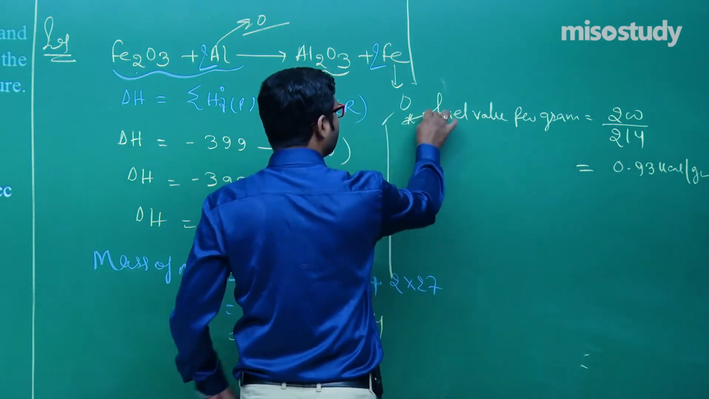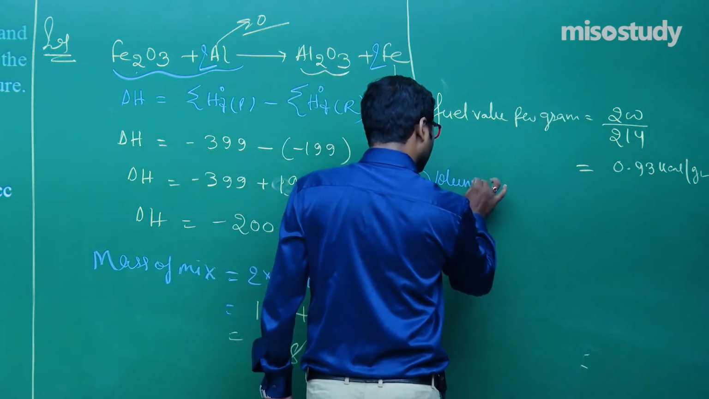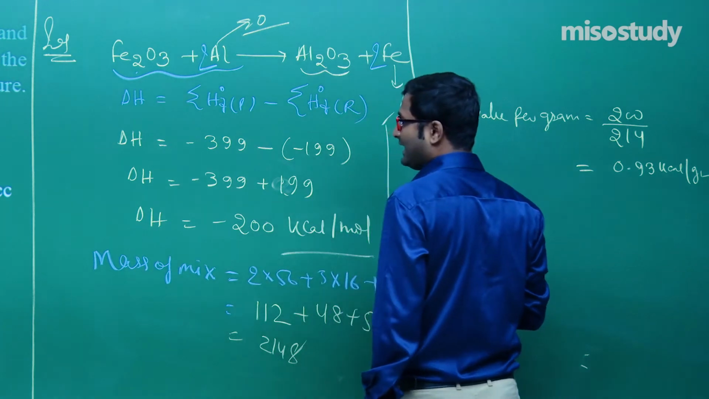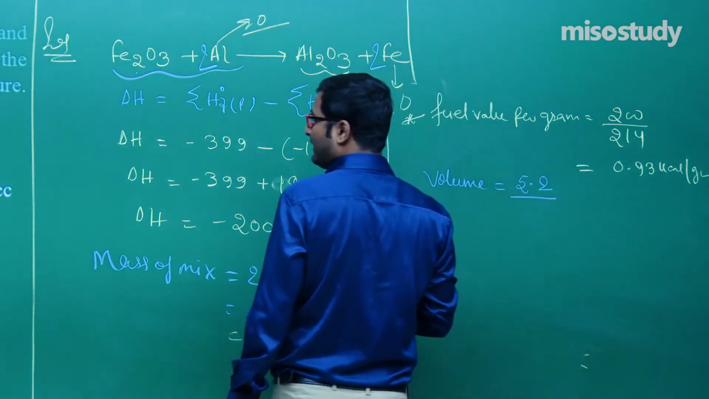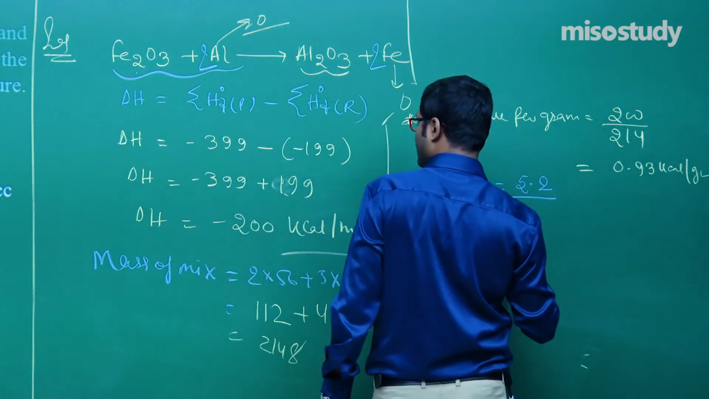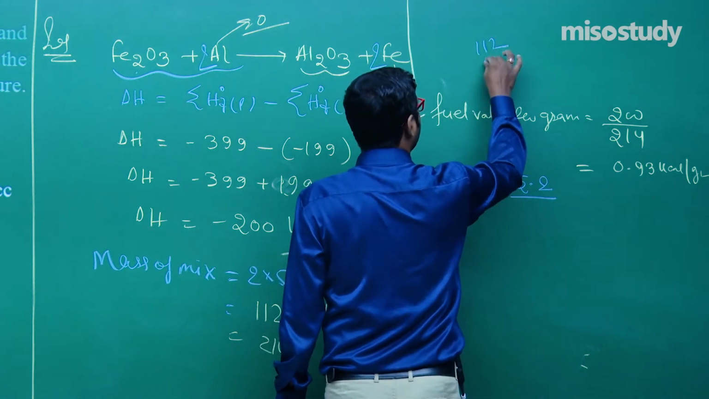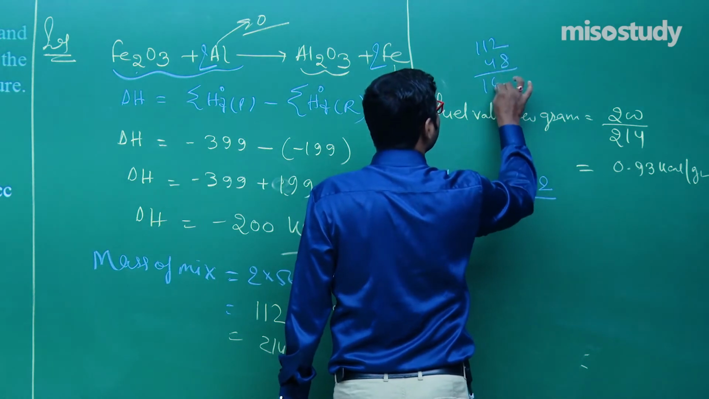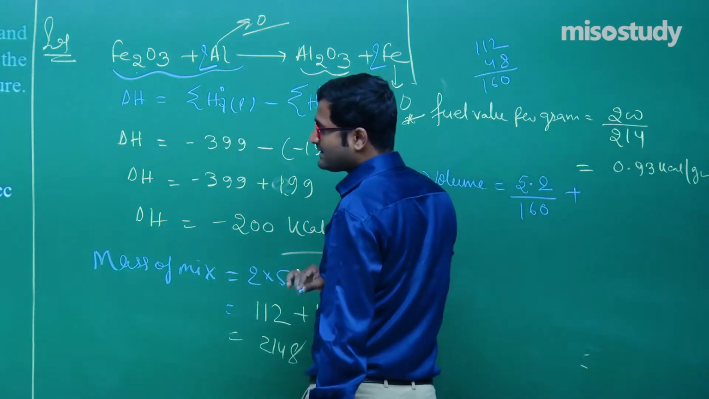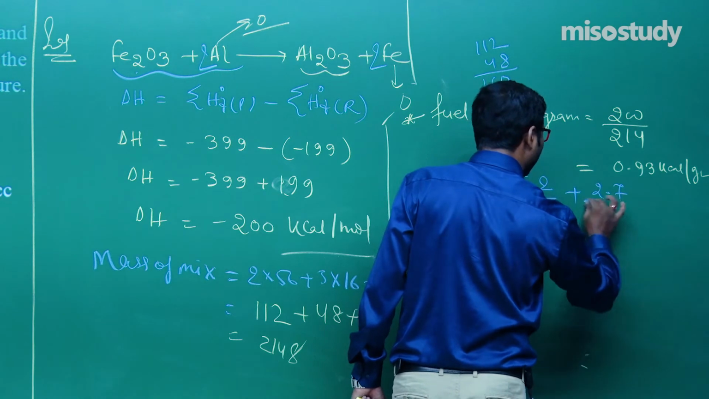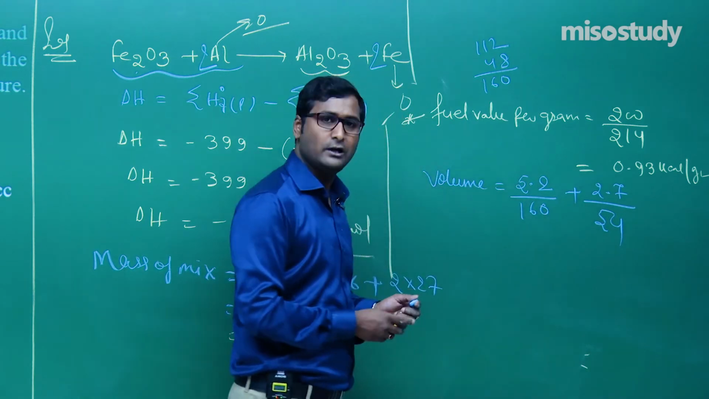Now the next part is fuel value per cc. Here we know volume is equal to mass upon density. The density here is given for Fe2O3 as 5.2 gram per cc, and the mass of Fe2O3 is equal to 112 plus 48, which is equal to 160. Clear? 160 upon 5.2, plus what is the density of Al, 2.7, and the mass of Al, 54. Mass divided by density is the volume, and this gives the total volume.